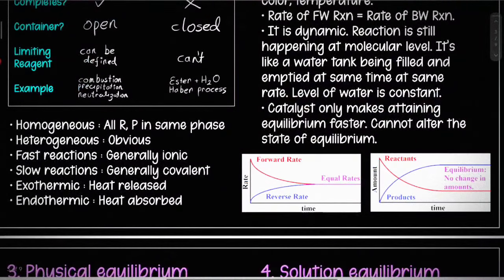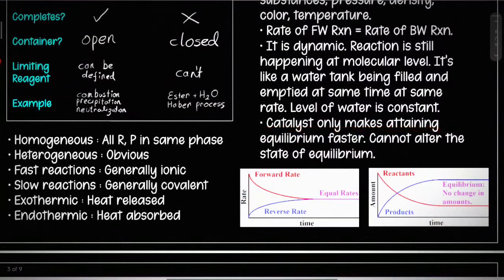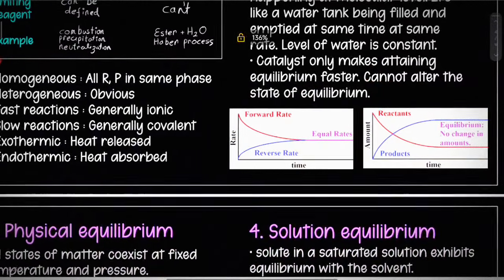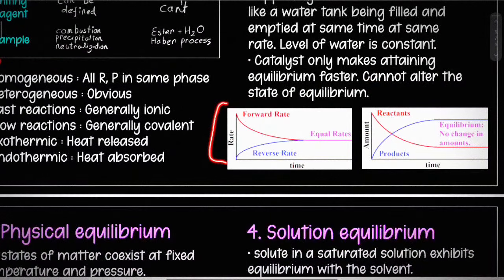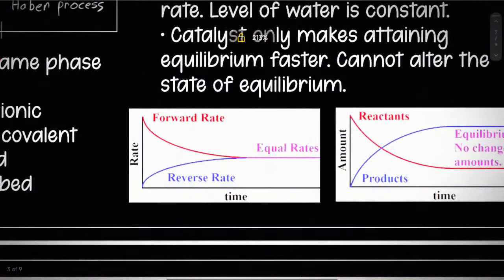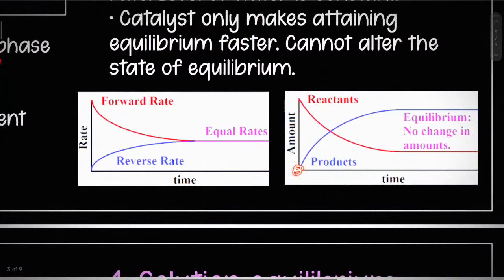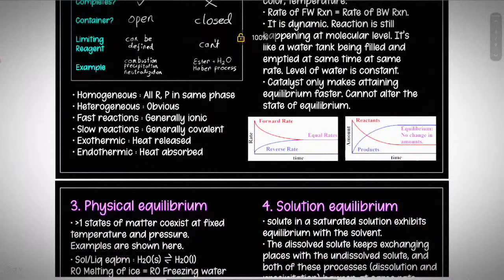If we add a catalyst to the beaker, the catalyst only makes the attainment of equilibrium faster, and it cannot alter the state of equilibrium. We will look at this in detail. These are graphs that you must know. Keep in mind that the products line need not be above the reactants line. They can also be like products here and reactants here. Basically, what this graph tells you is there will be no change in amounts at equilibrium. These lines will become straight.